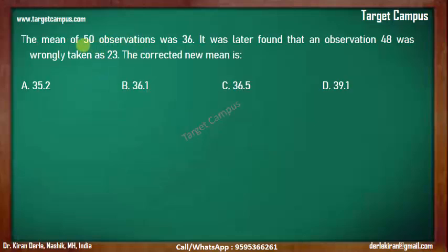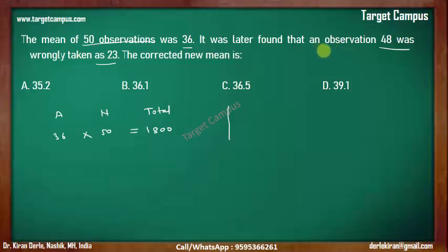The mean of 50 observations was 36. It was later found that an observation 48 was wrongly taken as 23. The corrected new mean is, right? So let's go with the traditional way first. The mean, that is the average, of 50 observations: the number of observations is 50 and the average is 36. So the total would become 36 into 50, that is 1800. This is the total, right?